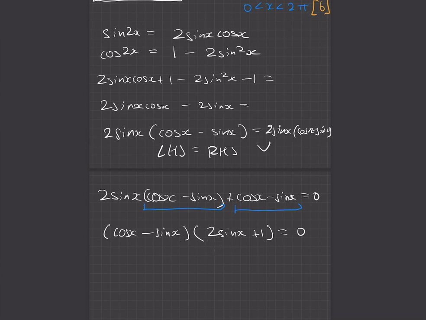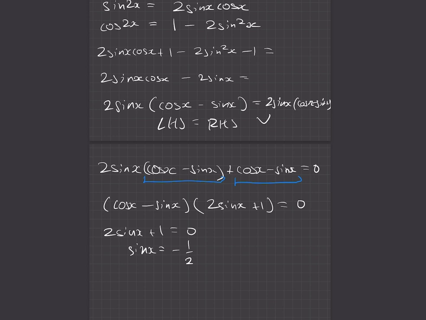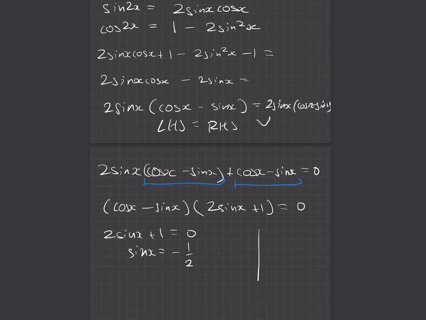Let's start with the second one. So we want to solve, when is 2 sine x plus 1 equal to 0? Well, that's when sine x is equal to minus 1/2. And then what I usually try and do is draw a graph just to get an idea. I'm going to move this over here. Like this. So we're looking at these solutions.